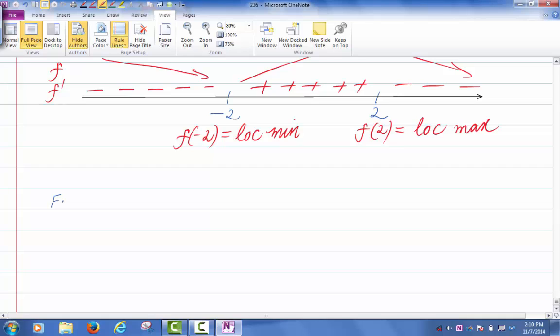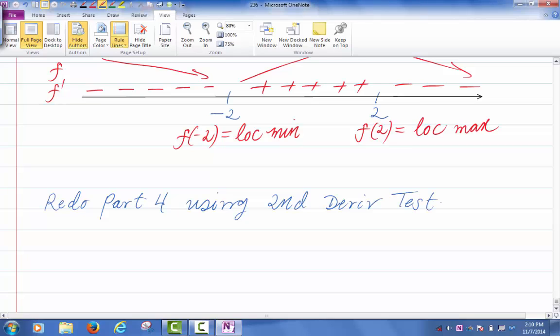Redo part 4 using the second derivative test.